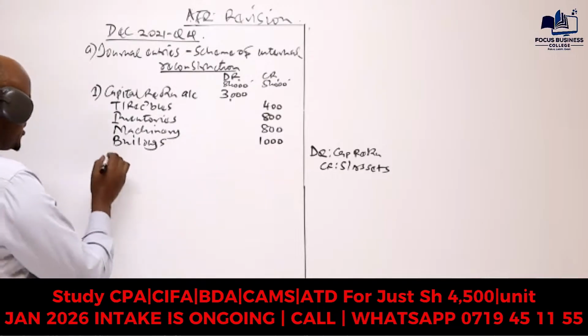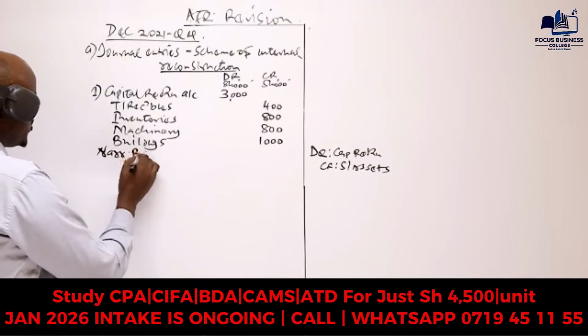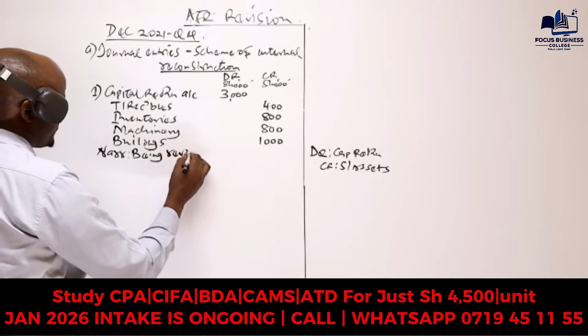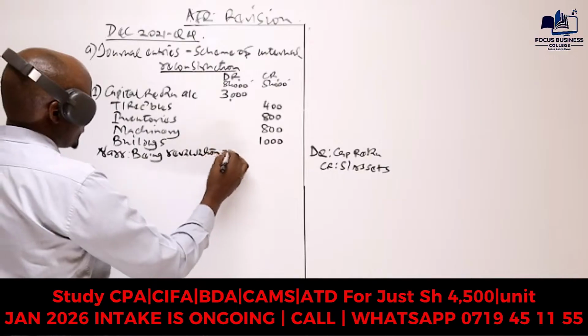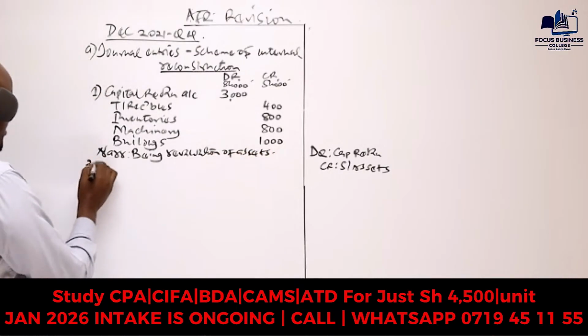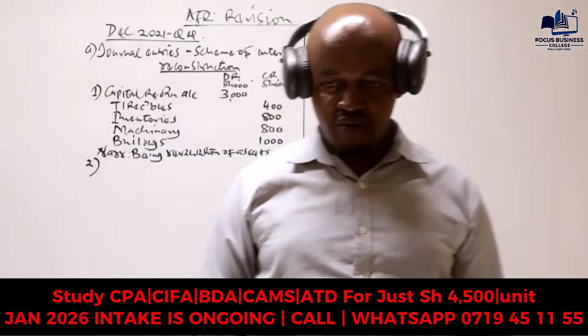And then in this case, we said, make sure you give a brief narration. The narration will be: being a revaluation of assets. So we have accounted for the revaluation of assets. Let's move to note number 2.